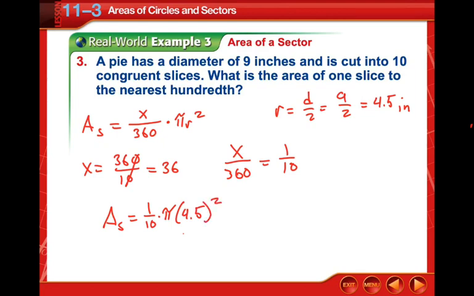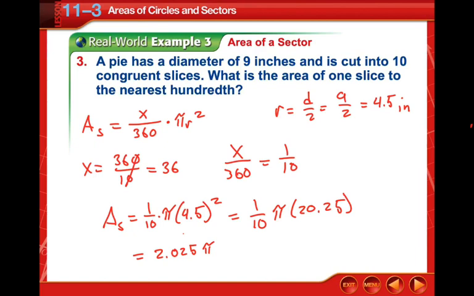So our radius of 4.5 squared in there. So now we're going to break this down. So 4.5 squared is 20.25. And then 20.25 divided by 10 would just move our decimal place to the left 1. So this is now 2.025 pi.